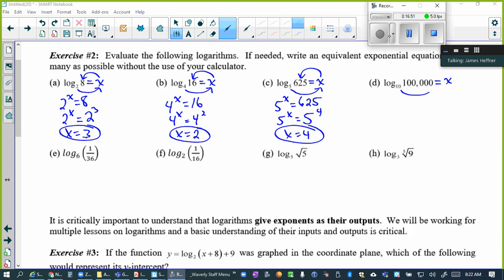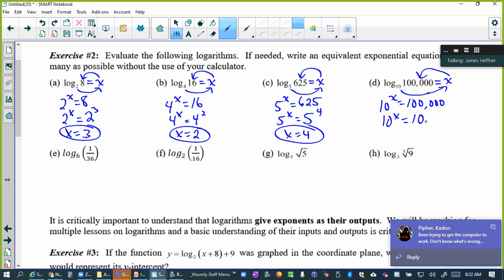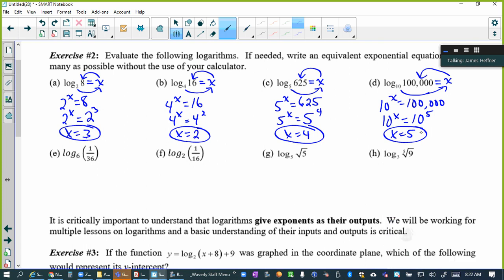10 to the x power equals 100,000. So 10 to the x equals 10 to what power? How many zeros are there? The fifth power, because that's 5 zeros. Yep, so it's to the 5th power, right? So x equals 5. Okay?